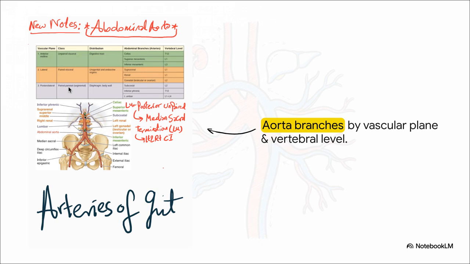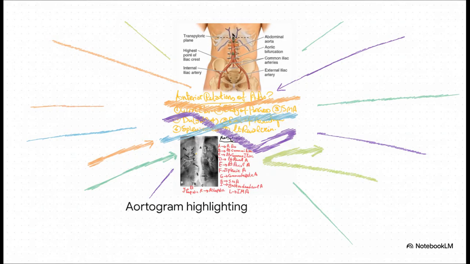Then there's the lateral plane, projecting out sideways to supply the urogenital and endocrine organs. Think kidneys and gonads. And finally, the posterolateral plane, which feeds the diaphragm and the body wall. If you organize your memory by these three planes, recalling the branches under exam pressure becomes infinitely easier. Now for spatial orientation, and examiners absolutely love testing this.